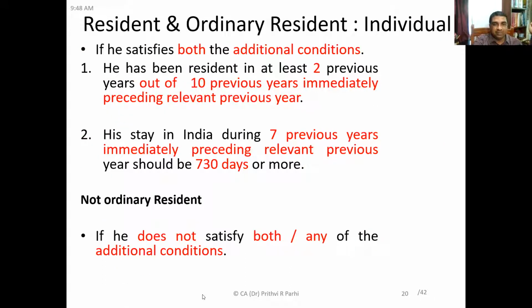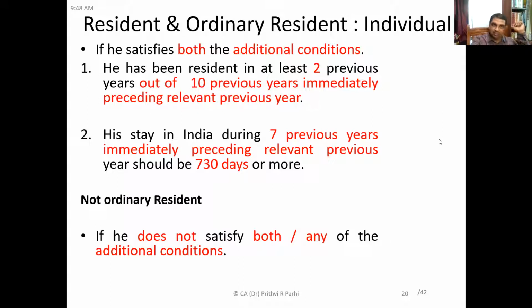Now, the next concept is that we have to classify a resident individual into 2 more categories, that is resident and ordinary resident, and resident but not ordinary resident. Is it not? To that, first of all, we have to see whether the individual is a resident or not. If he is a non-resident, then there is no issue, there is no further classification, right? But in case he is resident, then what we have to do?